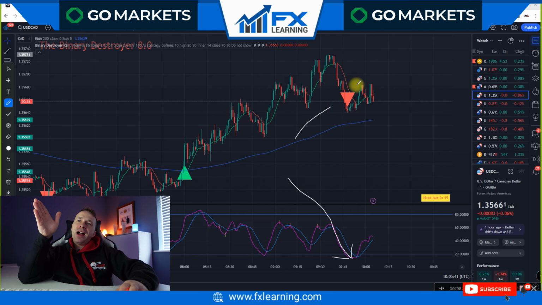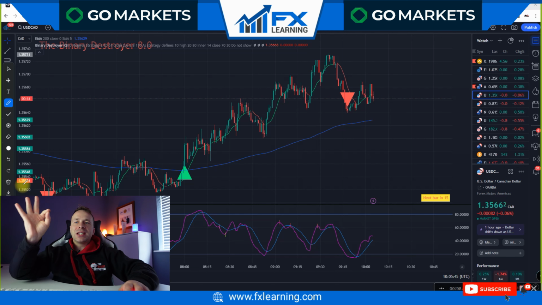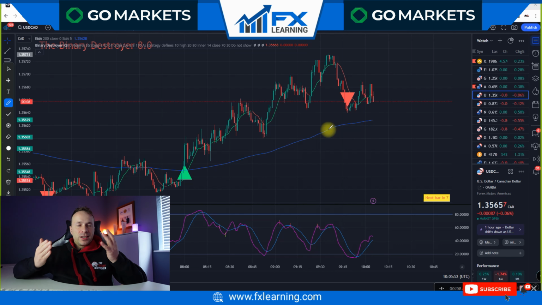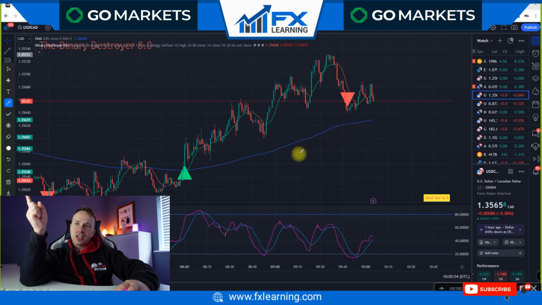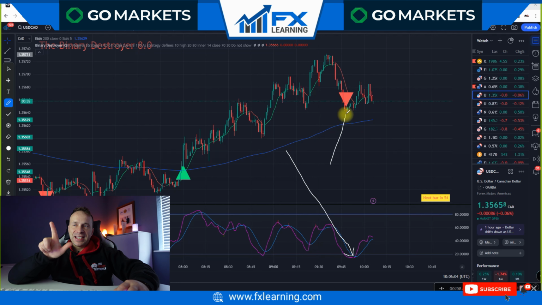Now I have a rule with the BD members, and I normally only take the first pullback in a trending market. So what do I class as a pullback? The thing that I class as a pullback is the MACD. If the MACD has gone oversold before, then I wouldn't take this trade. I would class this as the second pullback.